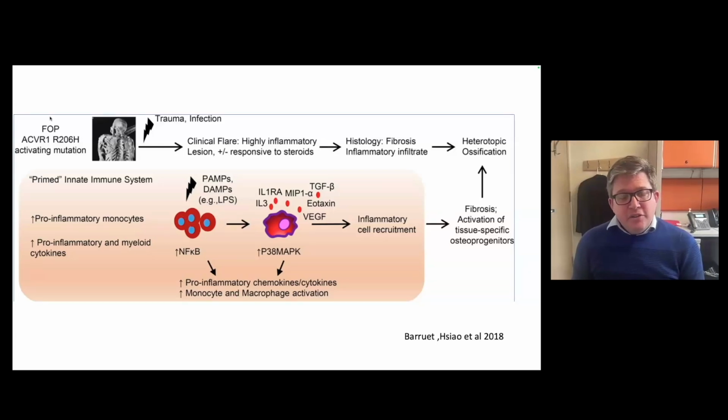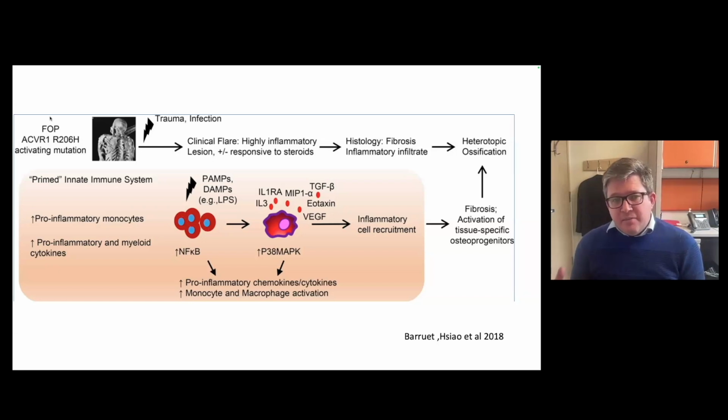Indeed. And I just wanted to focus on one other aspect, which also informs the therapeutic pathways, as we'll see a little bit later, and that is that people with FOP have been shown to have a primed innate immune system. They have at baseline more pro-inflammatory monocytes and higher levels of pro-inflammatory and myeloid cytokines. And so when trauma or infection triggers the immune system in a person with FOP, that could result in a clinical flare-up, as was described, where there's a clinical lesion of pain and swelling that will potentially result in the formation of bone.